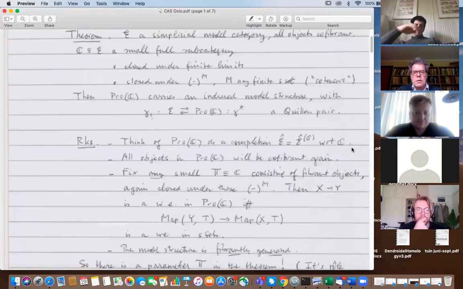So let's go over the theorem once more before we go to the next page. I start with the simplicial model category E. I select some objects of which I want to take the Pro completion. And then there will be some conditions and structure under which I can equip the Pro completion of C with a model structure, which is related to that of E.